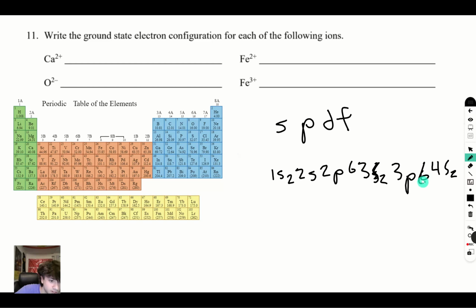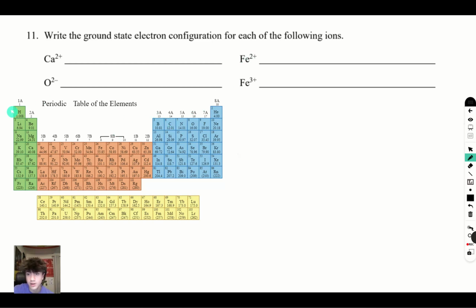I don't know why I wrote the 4 so small. It should be like here. And on the 4th shell, there's just these 2 s electrons, the 2 electrons in the 4s orbital. So once we remove these 2, you'll get the configuration of 1s2, 2s2, 2p6, 3s2, 3p6. There we go.